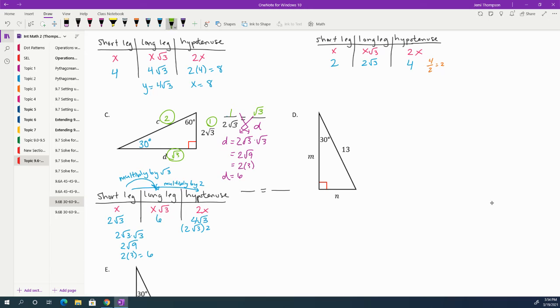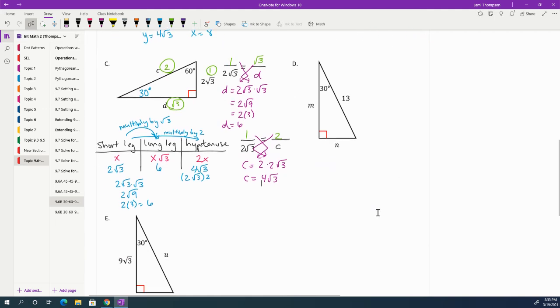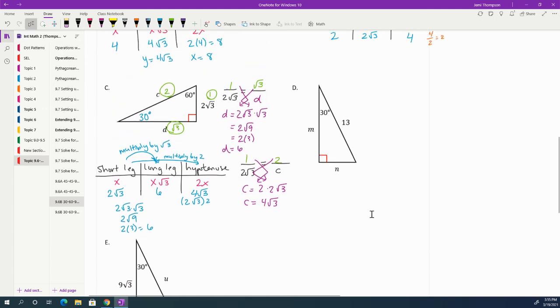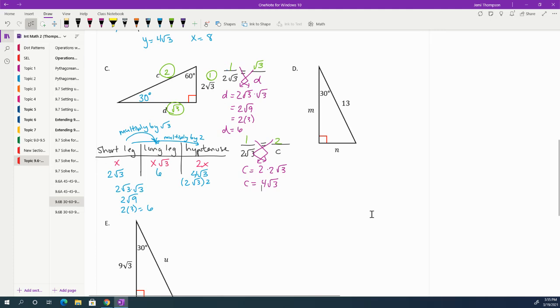So I'm still going to use 1 and 2 square root of 3. And this time I'm looking for C. 1 times C is C, and here I get 2 times 2 square root of 3, which gives me 4 square root of 3. All right. D is a little bit different because I have an odd number, so I'm going to end up with a little fraction on this one.